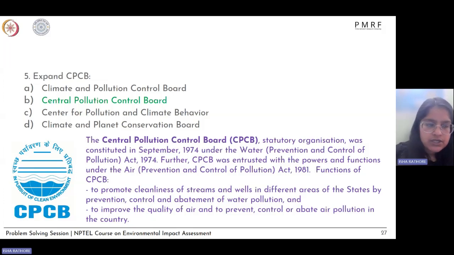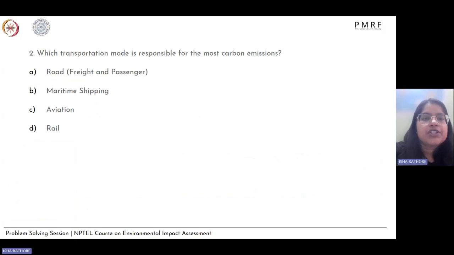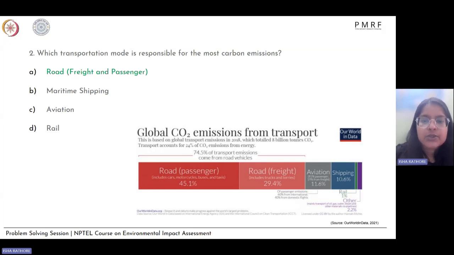Okay, moving on to the next question. Which transportation mode is responsible for most carbon emissions? The options are A, road, freight and passenger, B, maritime shipping, C, aviation, or D, railways. So the correct answer for this is A, that is road, freight and passenger.